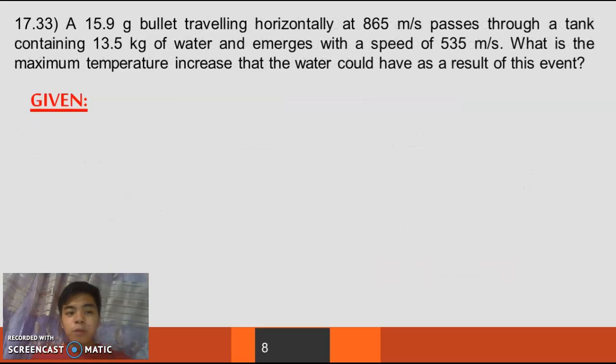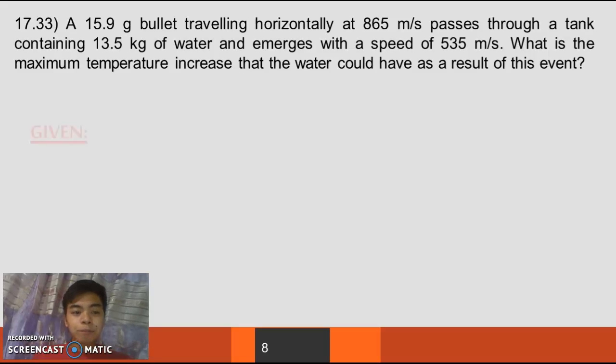So for our third problem, we have here a 15.9 grams bullet traveling horizontally at 865 meters per second and passes through a tank containing 13.5 kilograms of water and emerges with a speed of 535 meters per second. What is the maximum temperature increase that the water could have as a result of this event?